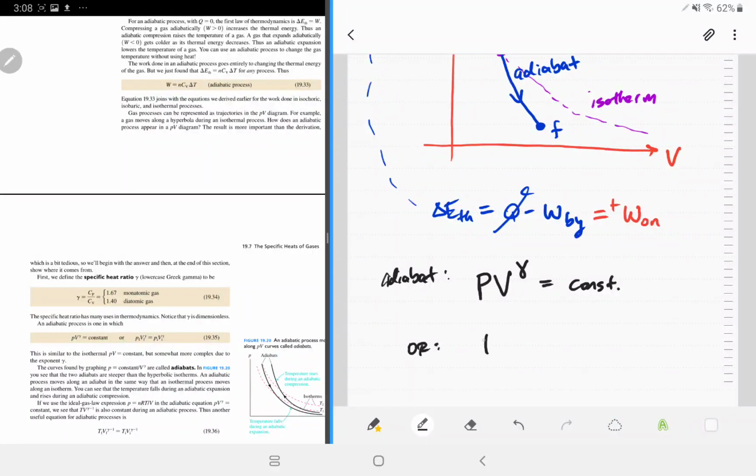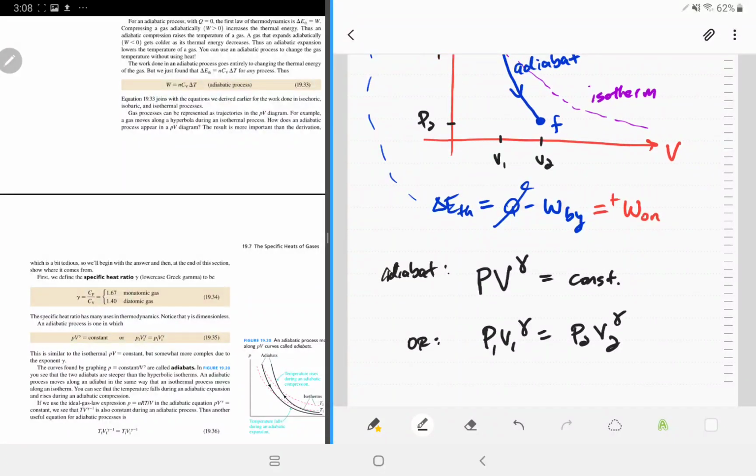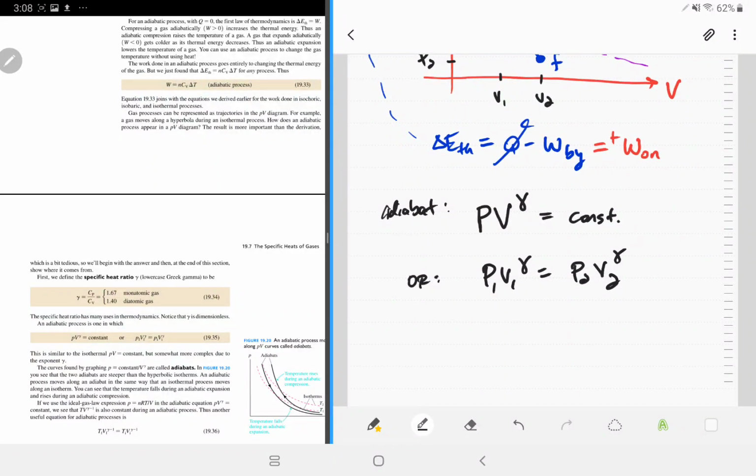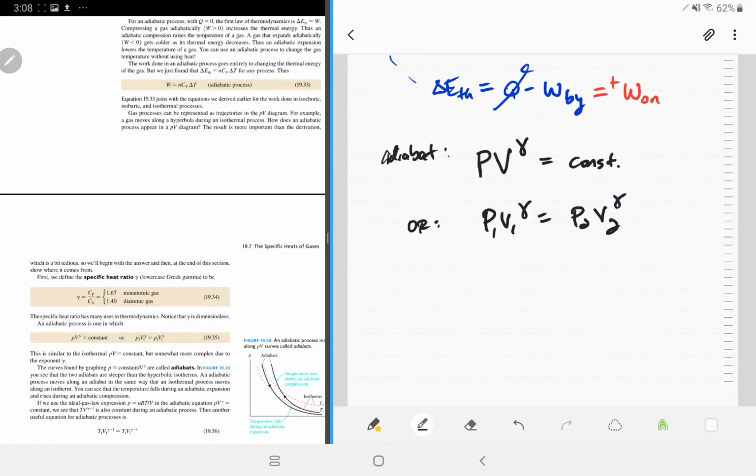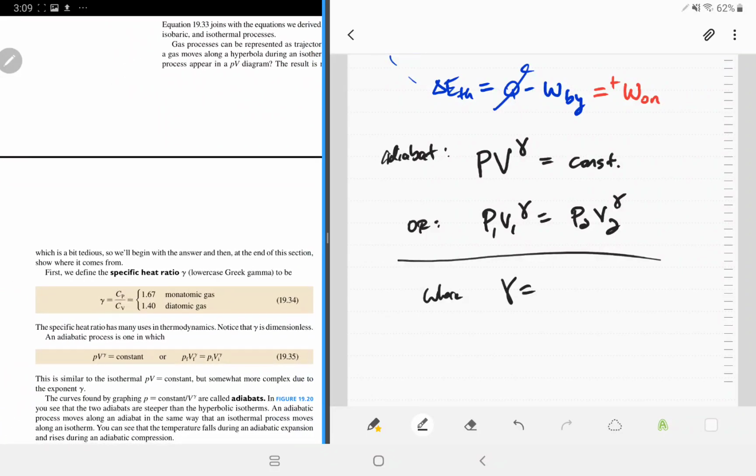Or another way of saying it is that P1 V1 to the gamma is equal to P2 V2 to the gamma for any two points on this path. So if the initial point was at P1 and V1, and the final point was at P2 and V2, then we can relate those four quantities using this equation. Notice how this quantity gamma appears in all of these. Gamma is called the specific heat ratio, and it's the ratio of Cp to Cv.